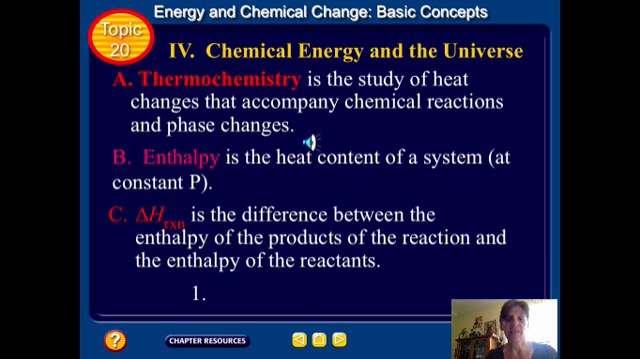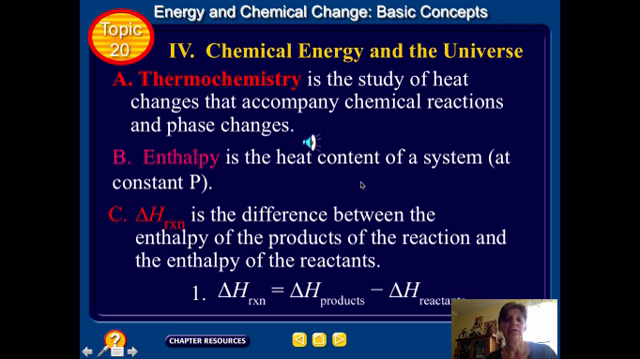The symbol you'll see is delta H of a reaction. That is a symbol for enthalpy, and it is the difference between how much energy the products have and how much energy the reactants had to start with. That's what we can measure in a calorimeter, or we can actually look up in something called the Merck Index or online, lots of different places.